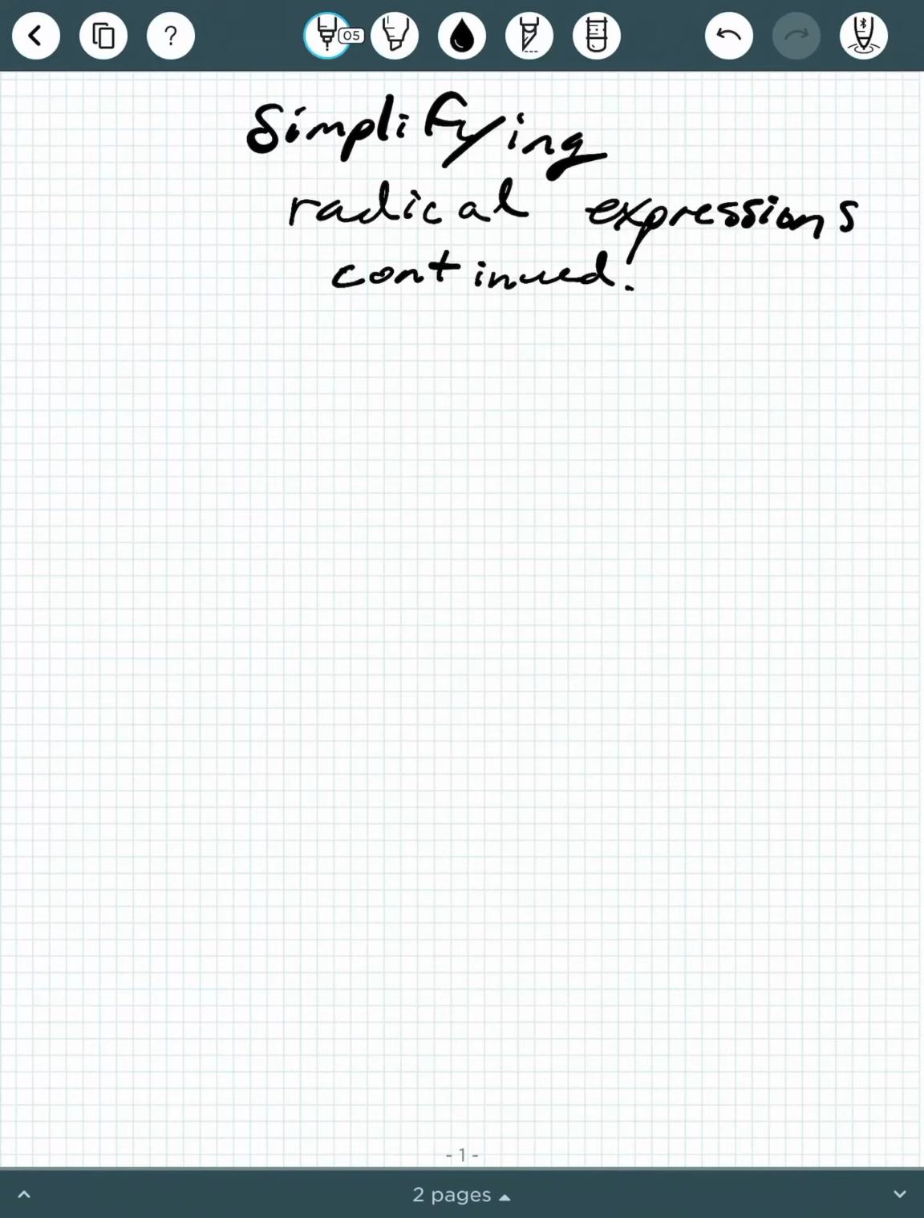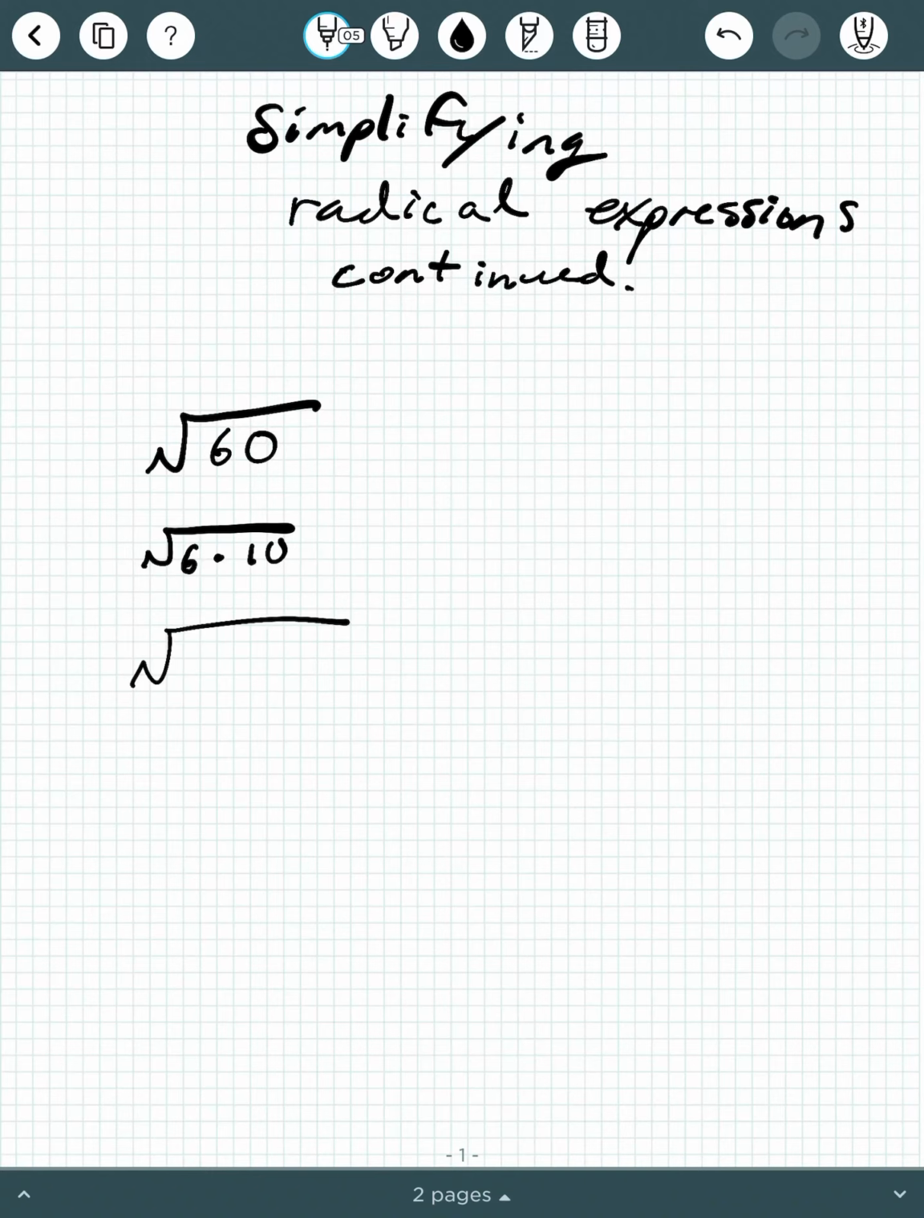Yesterday, the video kind of highlighted looking at a simple square root, like the square root of 60, and being able to not use a calculator but just simplify that. So we would look at, well, really that could be viewed as 6 times 10, and then that can further be looked at as 3 times 2 times 2 times 5.